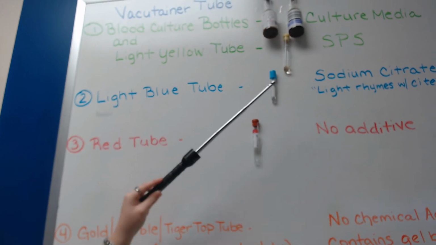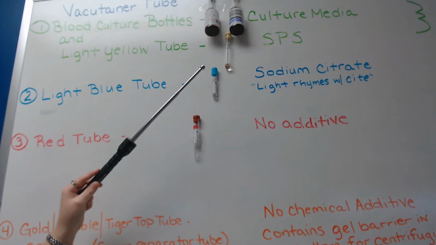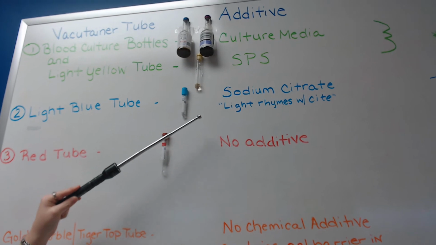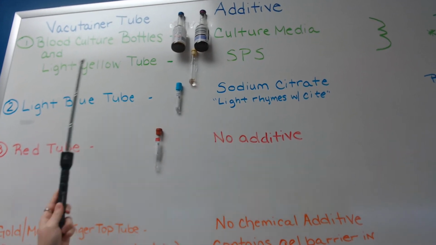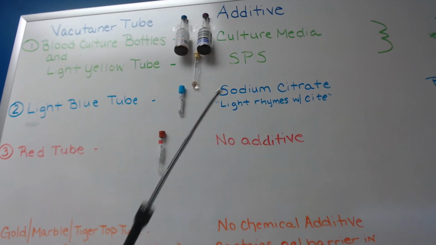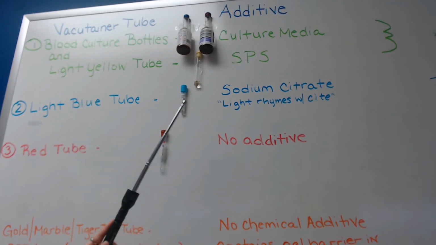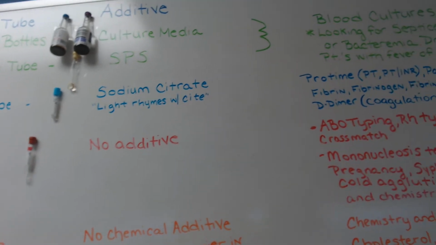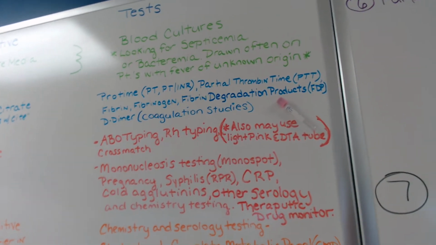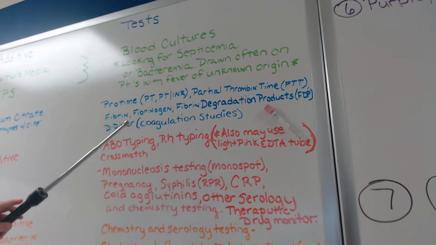That tube has sodium citrate in it. I say that if you can remember that light rhymes with sight, you can remember that the additive for light blue is sodium citrate. In that tube, we're going to be drawing coagulation studies.